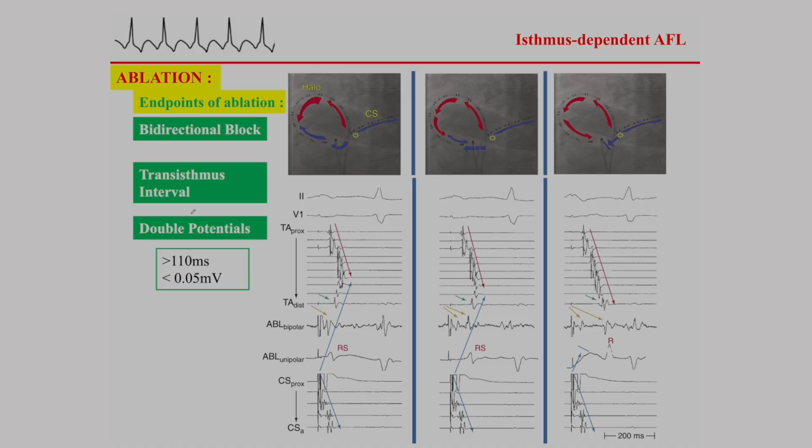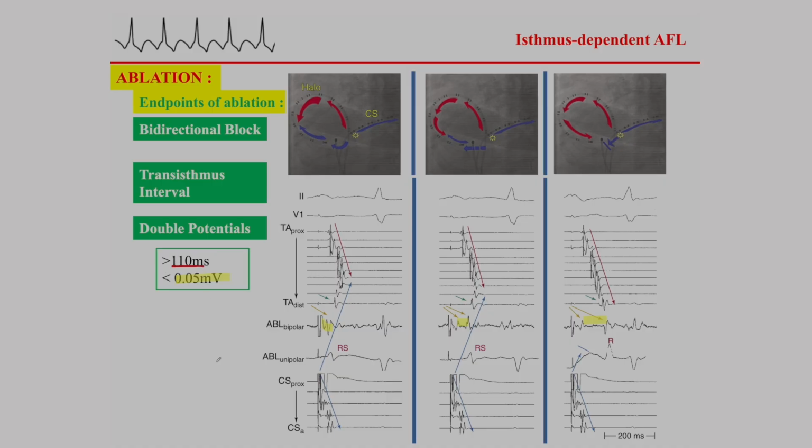And after that, during ablation, we also pay attention to the local EGM, and complete isthmus block is also indicated by the observation of a double potential that will be clearly separated by an isoelectric segment. It means that you don't have an atrial activity, or if we have some activity, it must be less than 0.05 millivolt with an inter-spike interval of more than 110 milliseconds.